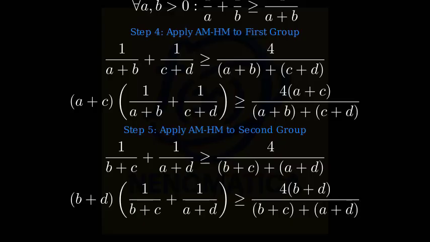This means that b plus d times the sum of 1 over b plus c plus 1 over d plus a is greater than or equal to 4 times b plus d over b plus c plus d plus a. Step 6. Now, let's add the two inequalities from steps 4 and 5.